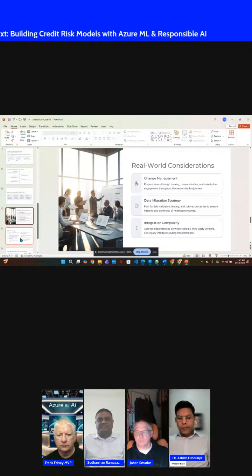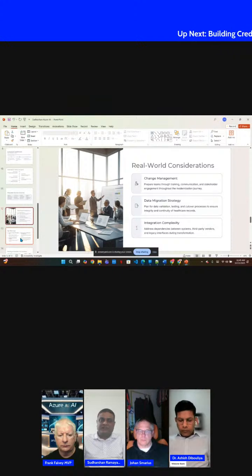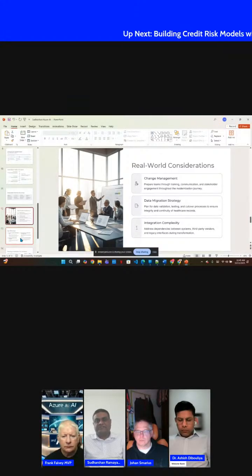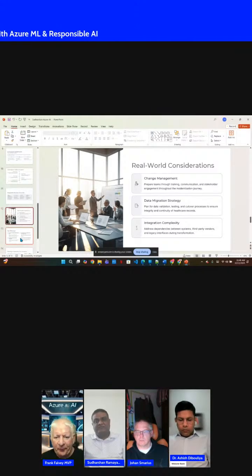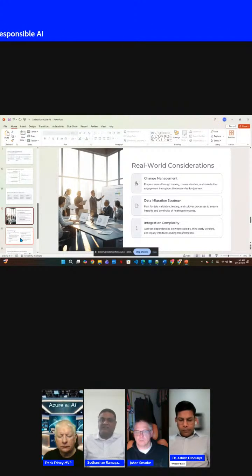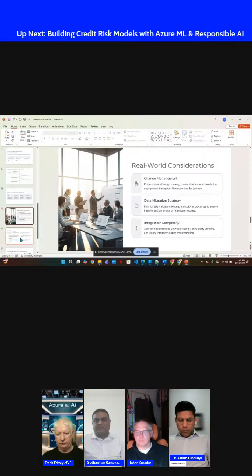So, real-world considerations: how we consider ongoing projects and software applications in the real world. First, change management. You need to educate the teams on the latest technology, changes, and features we are bringing into the system. So prepare working teams through training, communication, and stakeholder engagement throughout the modernization journey. Then data migration strategy: plan for data validation, testing, and the cutover process to ensure integrity and continuity of healthcare records. And integration complexity: address dependencies between systems, third-party vendors, and legacy interfaces during transformation.